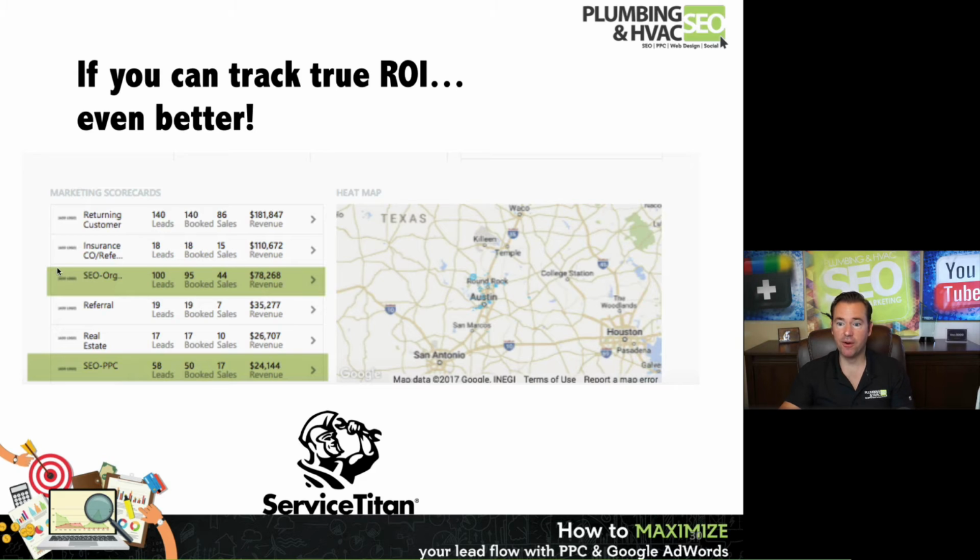So this is real data right out of this client's dashboard where they had 100 leads, 95 were booked, 44 sales were generated, and they generated $78,000 in revenue from SEO. And then from pay-per-click, they had 58 leads, 50 jobs booked, 17 sales, and $24,000 in revenue. So just shy of $100,000 in revenue, right?